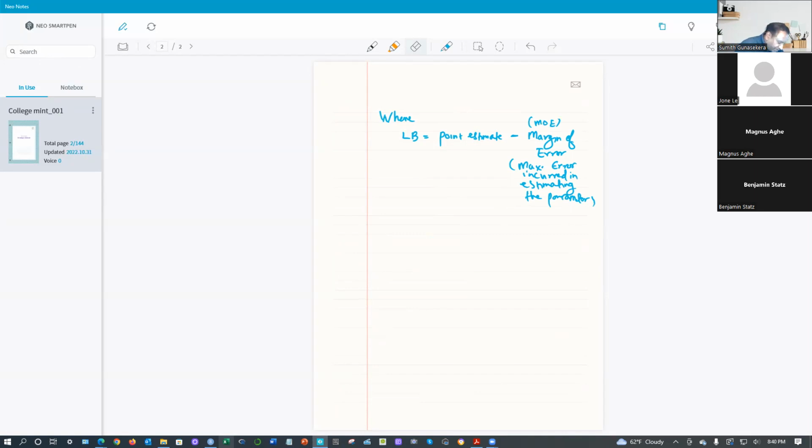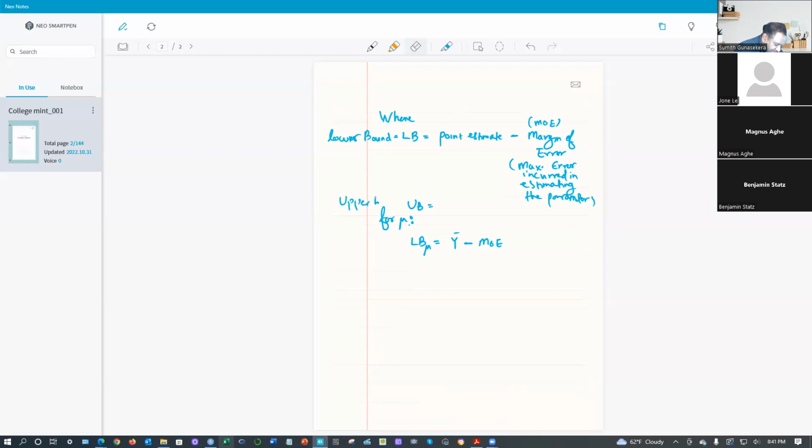So for mu, the lower bound of mu is nothing but y bar minus the margin of error. In a similar fashion, you can write the upper bound too. Upper bound, I'm going to write over here. This one is the lower bound, and this one is the upper bound.